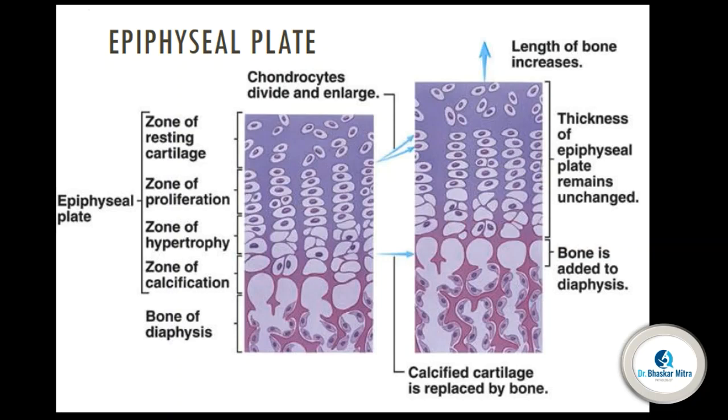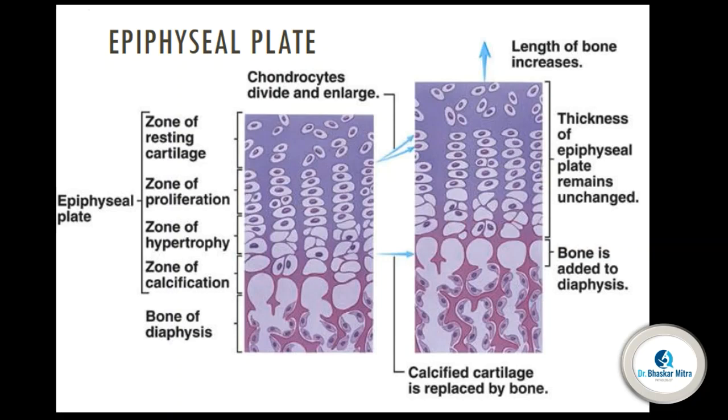Beneath it, the cartilaginous cells, or the chondrocytes, proliferate much in number. So this is the zone of proliferation. Here the number of chondrocytes increases. Next comes the zone of hypertrophy. From our basic knowledge of general pathology, hypertrophy means increase in size. So here the chondrocyte numbers are not increased, the size of the chondrocytes increases.